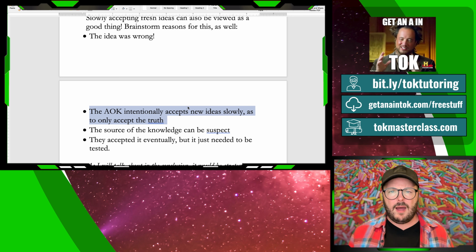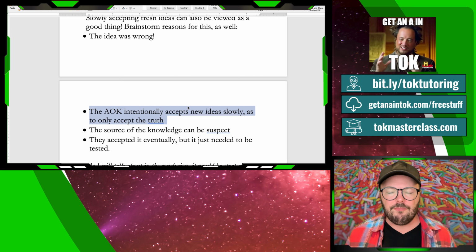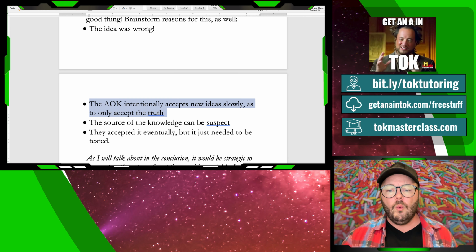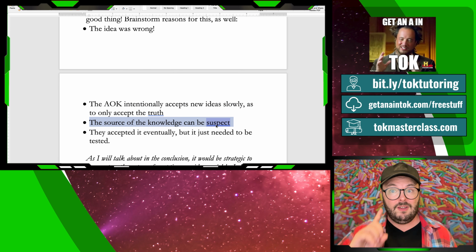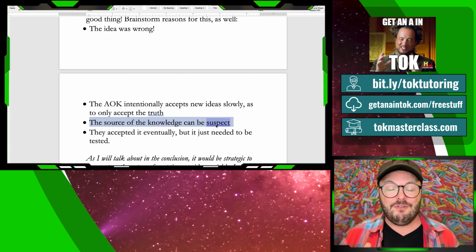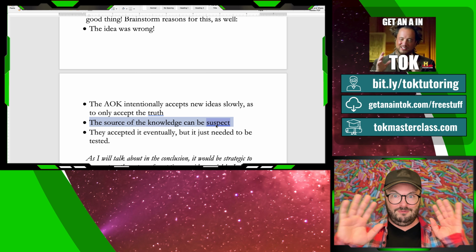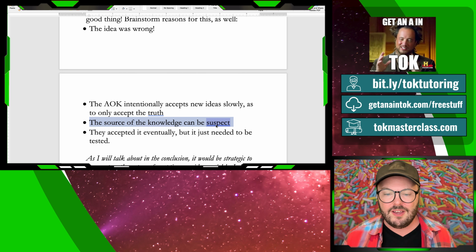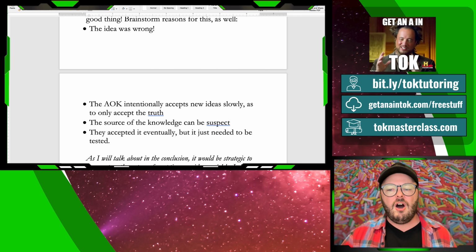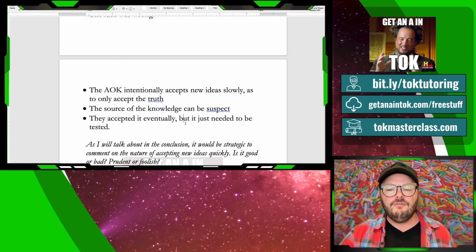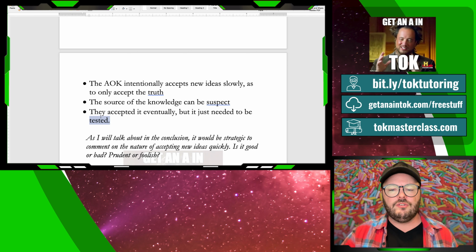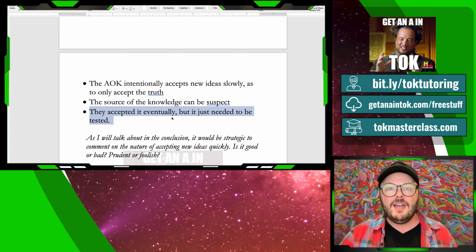So do we accept every single new science idea? No, not at all. And so that's intentional. Think about that. We can talk about this. I'm going to get into this, and I'm just going to tell you right now, I'm going to, for the first time ever, say something good about Donald Trump. I know. If you follow this channel at all, that's crazy. But if the source of the knowledge can be suspect, maybe we should be slow. Or should we? And then finally, maybe we might say it was slow because they accepted it eventually, but it just needed to be tested.